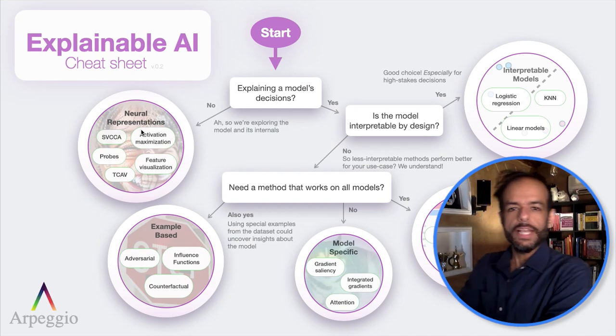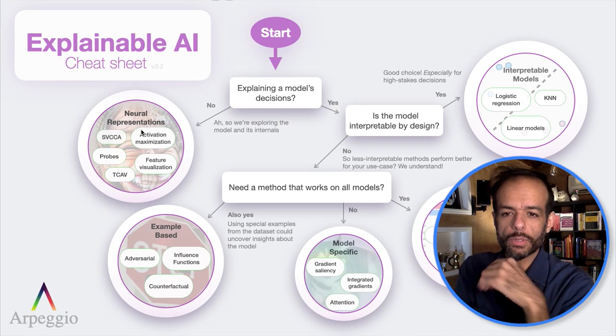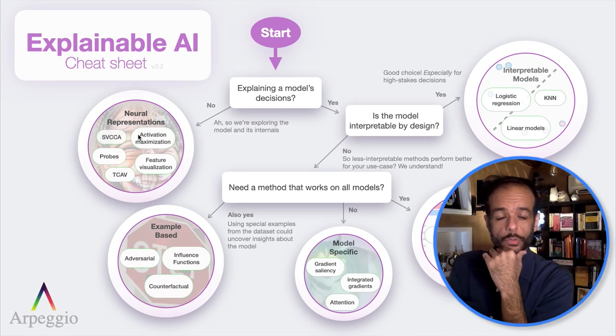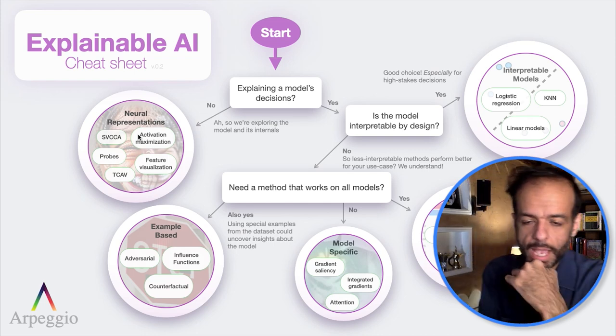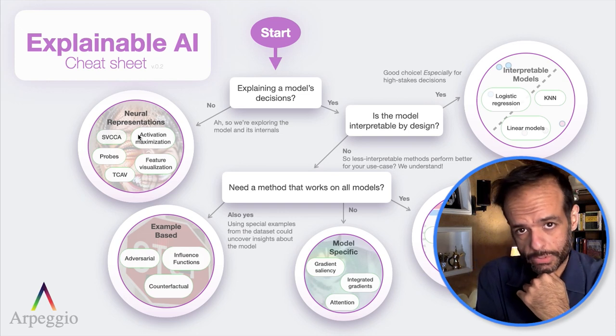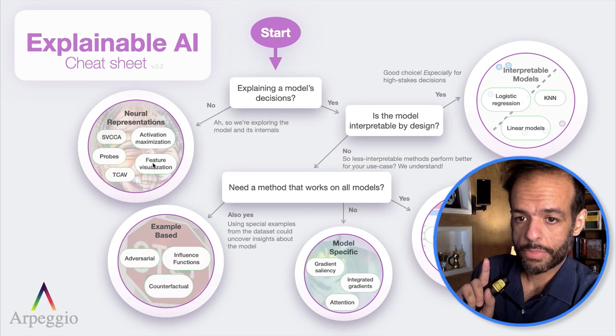Hello, you. In a previous video, we talked about the explainable AI cheat sheet. Today, we'll be talking about one of the methods that belong to this circle here, neural representations. We'll be talking about a method called dataset examples. And this method sets us up to talk about three of these.